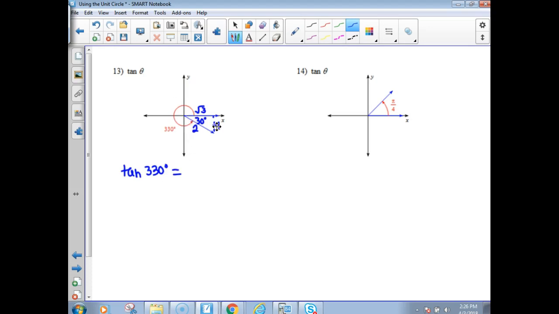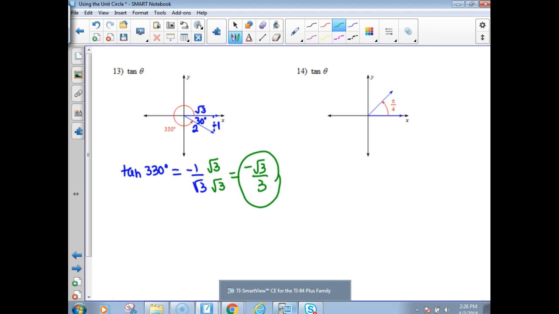Tangent of 330 would be opposite over adjacent, -1 over the square root of 3. And then you need to rationalize that, which again was something we expected you to know how to do, a prerequisite for the course. You multiply top and bottom by the radical square root of 3, and that gives you negative square root of 3 over 3 for your answer. Okay, any question about that?